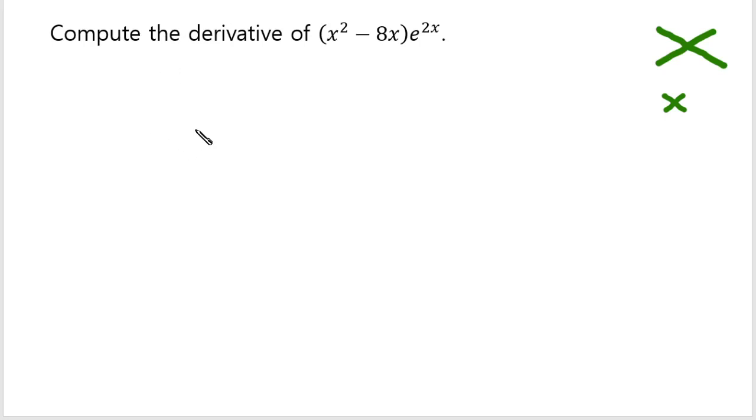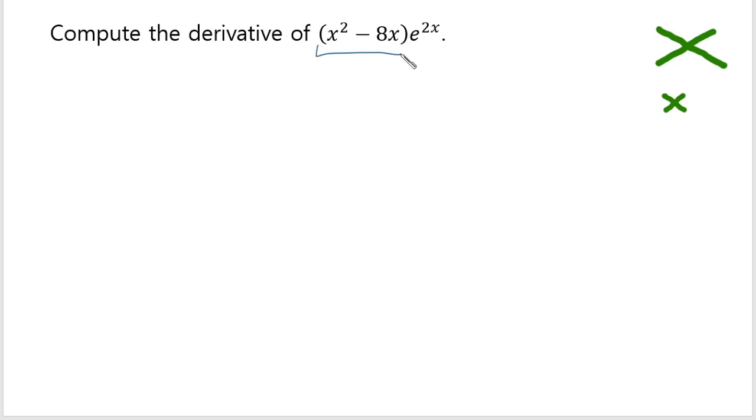Compute the derivative of (x squared minus 8x) times e to the 2x. Now, these are examples where you need the product rule and the chain rule, or maybe the quotient rule, all put together. So it's kind of complicated. Here you have this function and another function. So it's important to see the overall picture of the function.